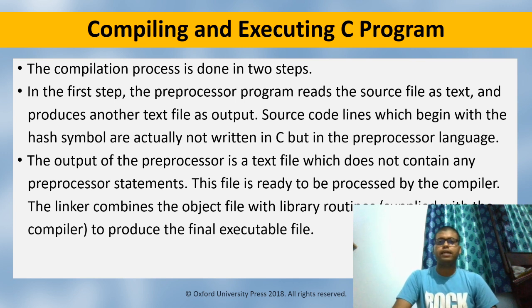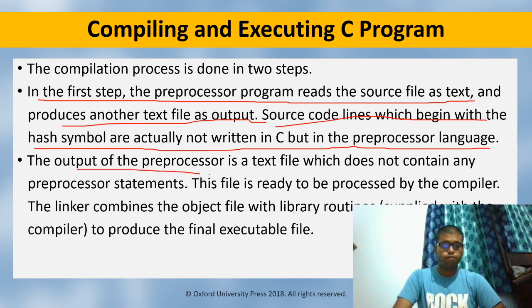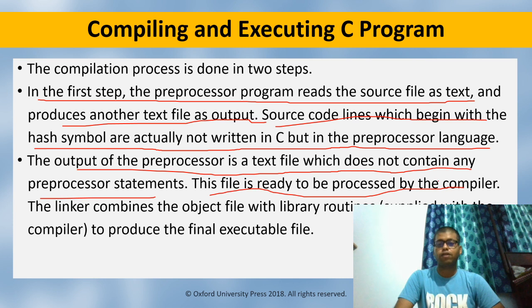Now comes the compiling and executing of C programs. The compilation process is done in two steps. In the first step, the preprocessor program reads the source file as text and produces another text file as output. The source code lines which begin with the hash symbol are not written in C but in the preprocessor language. The output of the preprocessor is a text file which does not contain any preprocessor statements. This file is ready to be processed by the compiler. So first preprocessing is done, and then the output will be ready for compilation.